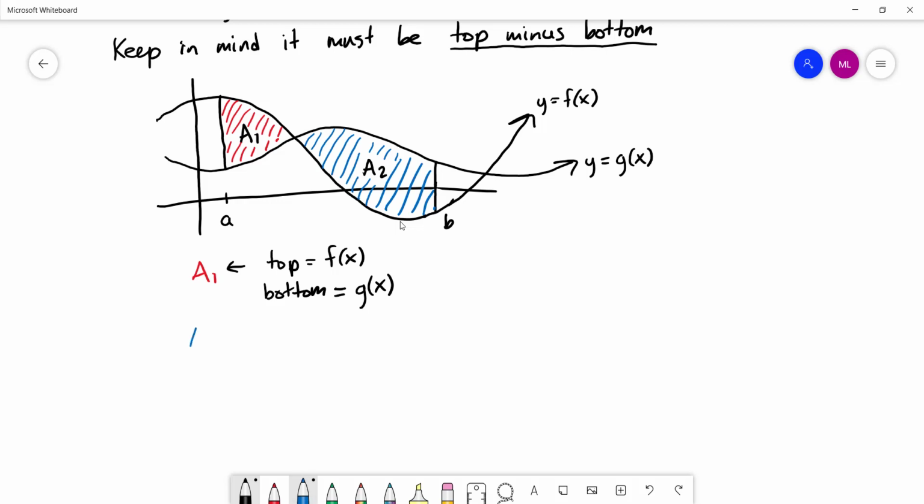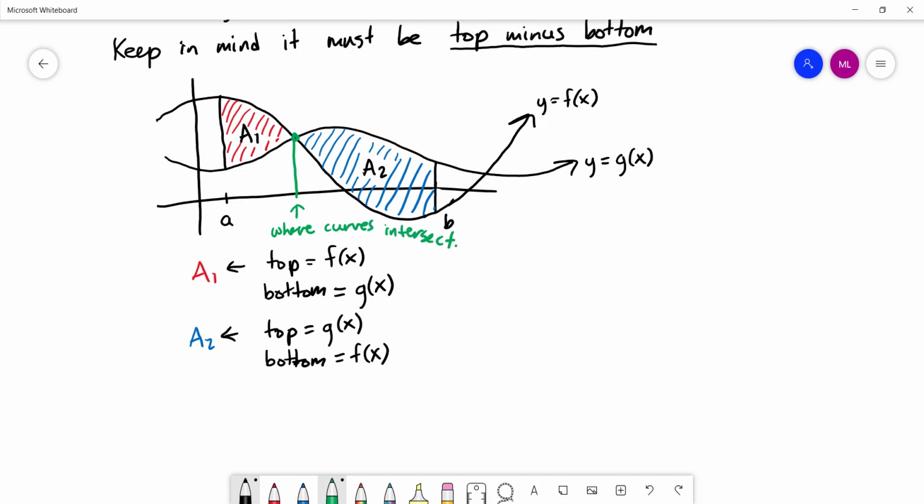So in this second case, for area 2, we need to keep in mind that the top is now g of x, and the bottom is f of x. And we would need to figure out at exactly what point right here that changes. So we need to figure out where the two curves intersect. Because for them to cross one another, they have to intersect with one another. And so what we really need to do is we would call maybe this point here C. I'm going to call it C.